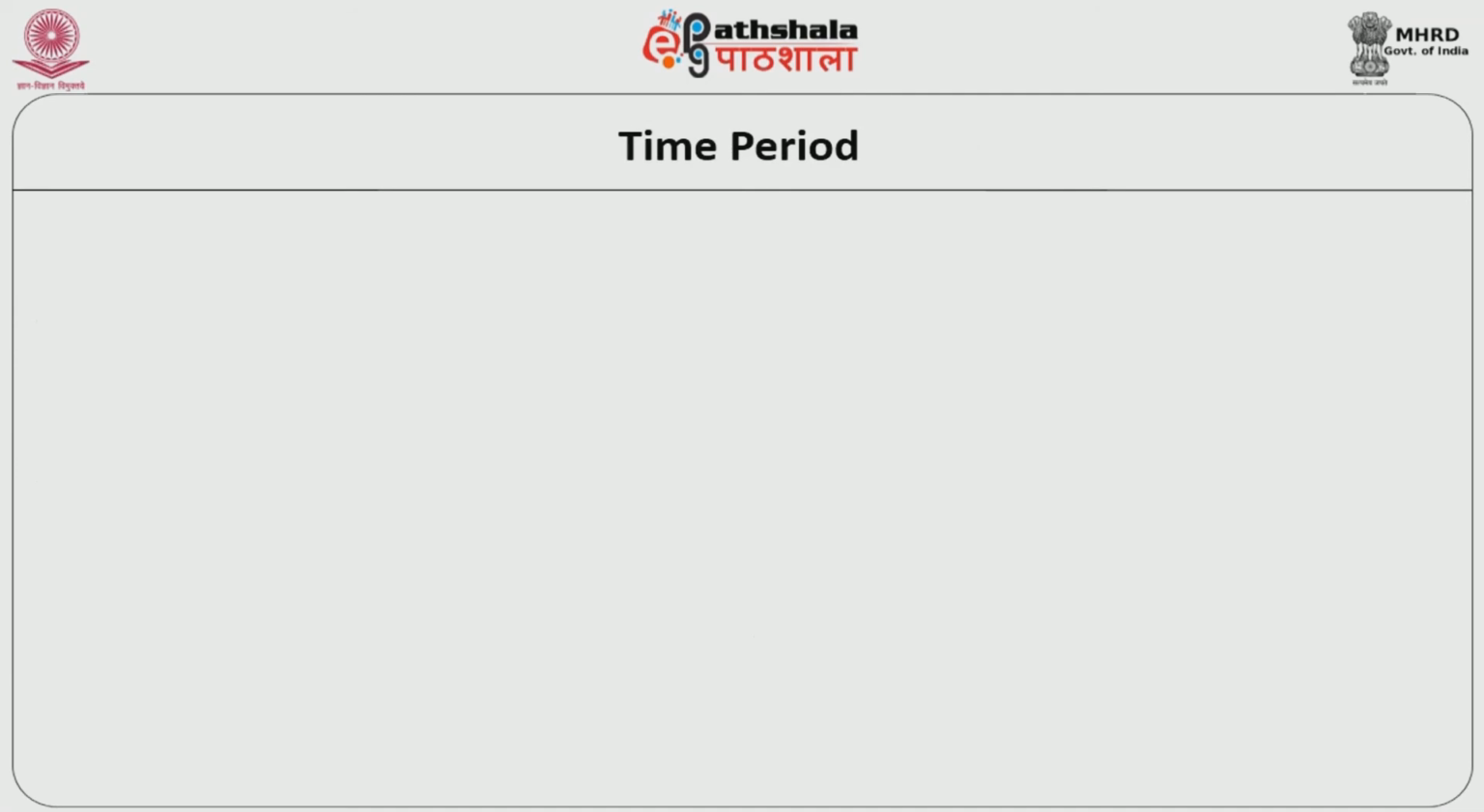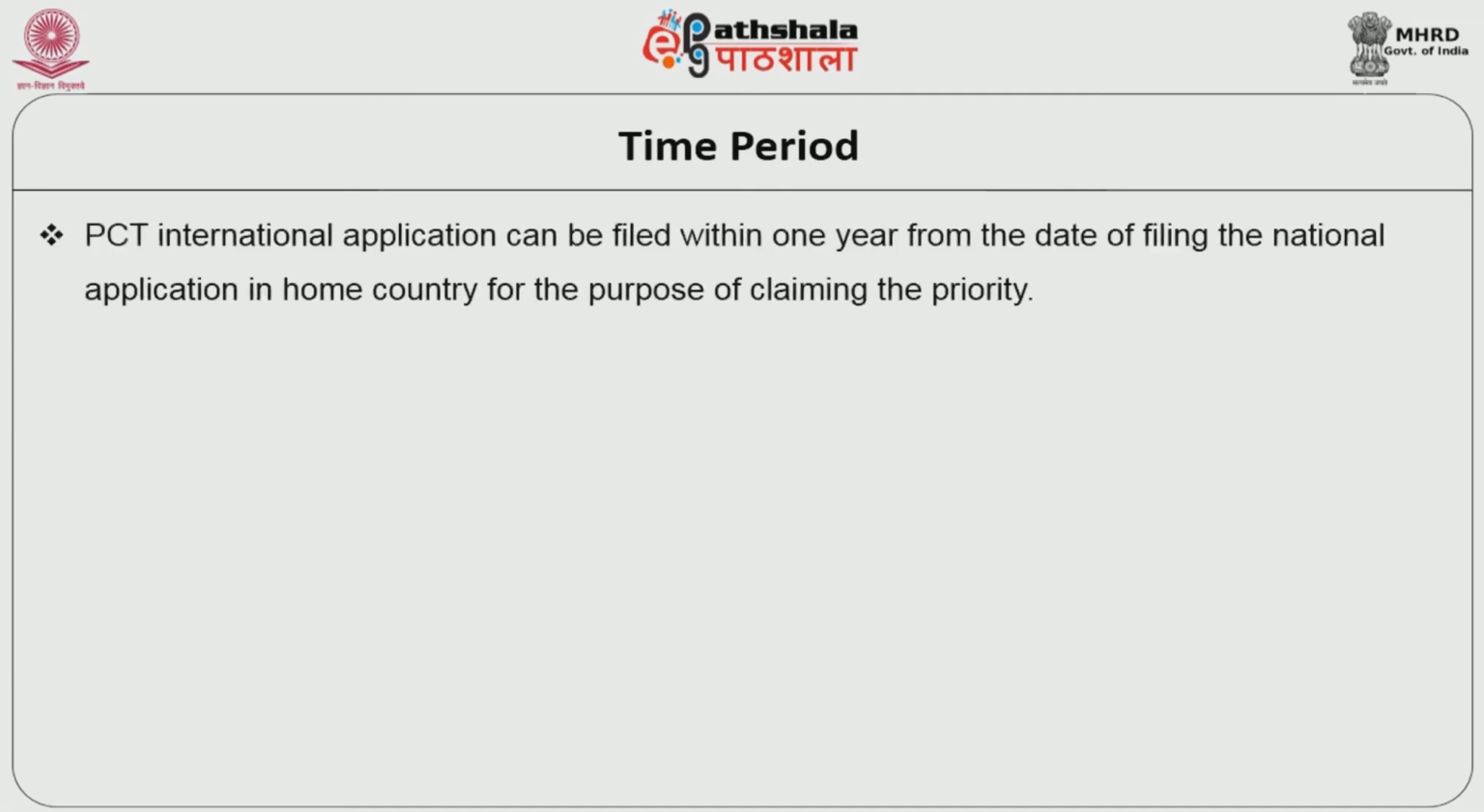Then what is the time period within which it has to be filed? The PCT international application can be filed within 1 year from the date of filing the national application in the home country. Suppose the inventor is an Indian, he has filed a patent in India, then he has to submit the international application within 1 year from the date of filing the application in the home country.